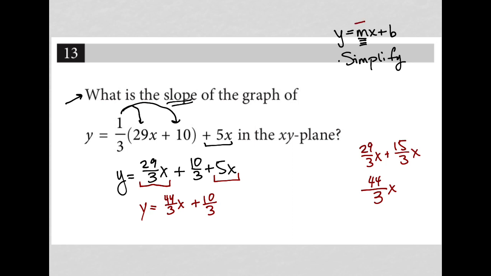Therefore, that slope, that coefficient in front of the x, is 44 thirds, and therefore that's my answer. Right? So my slope for this equation is 44 divided by 3.